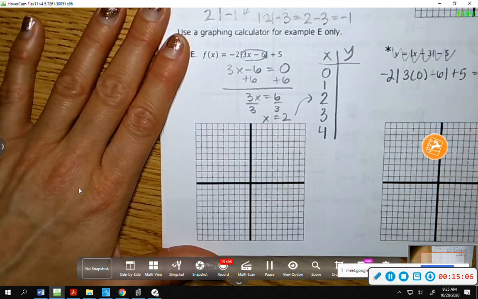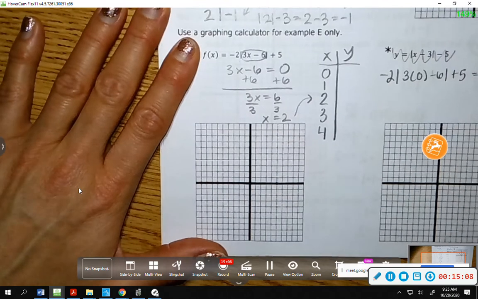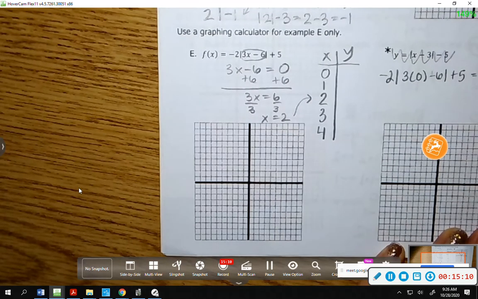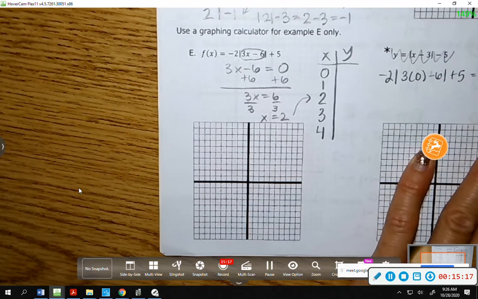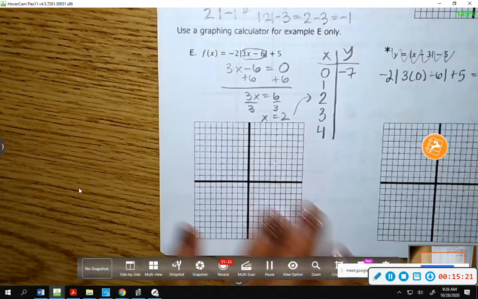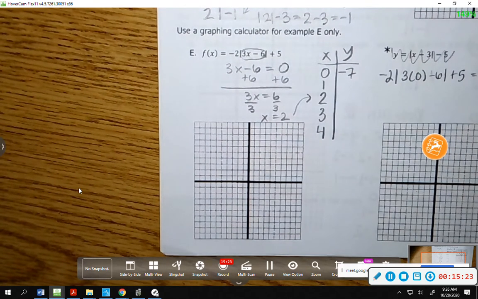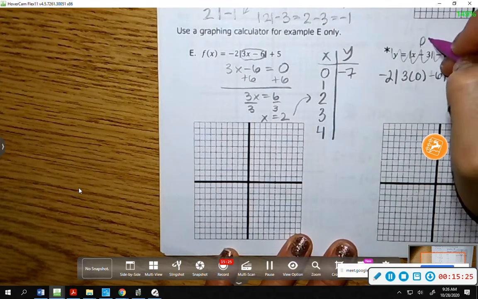Okay. Well, the absolute value of negative 6 is positive 6. So negative 2 times positive 6 plus 5. So negative 2 times positive 6 is negative 12. And negative 12 plus 5 is negative 7. So that was a bit of work. You just have to make sure that you follow order of operations.